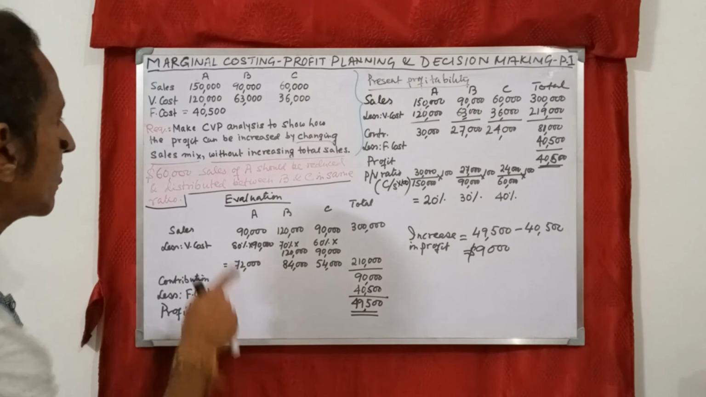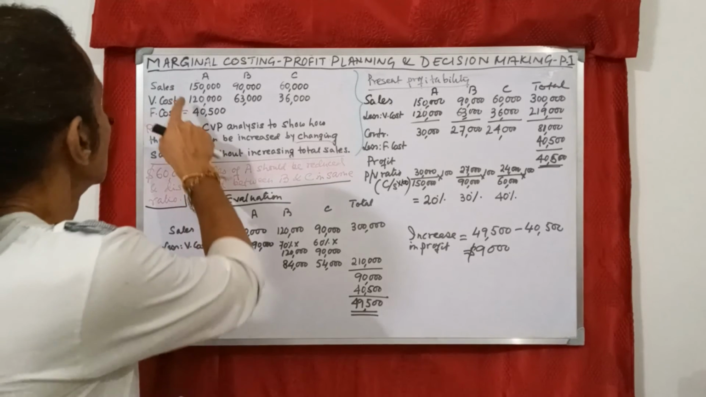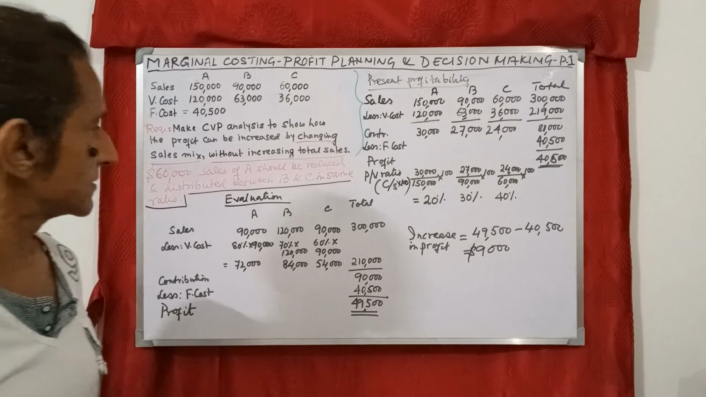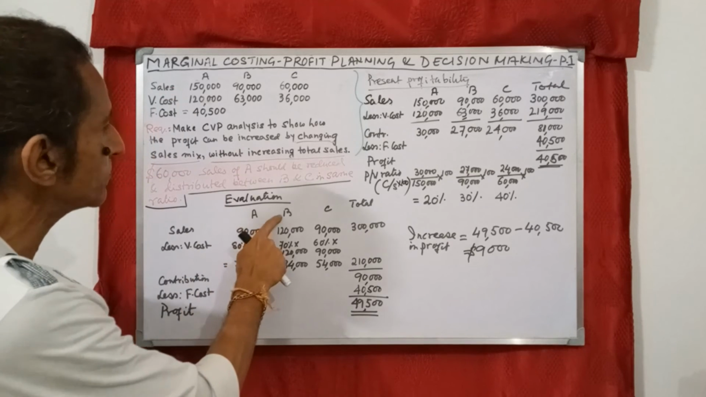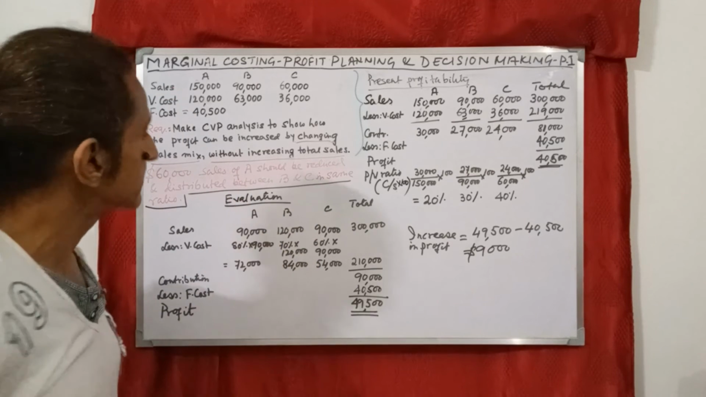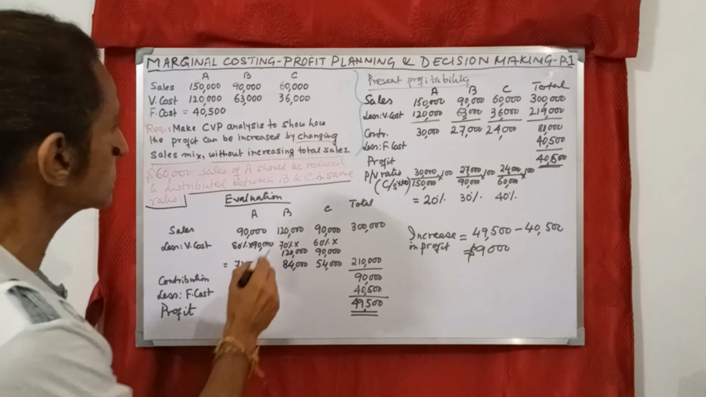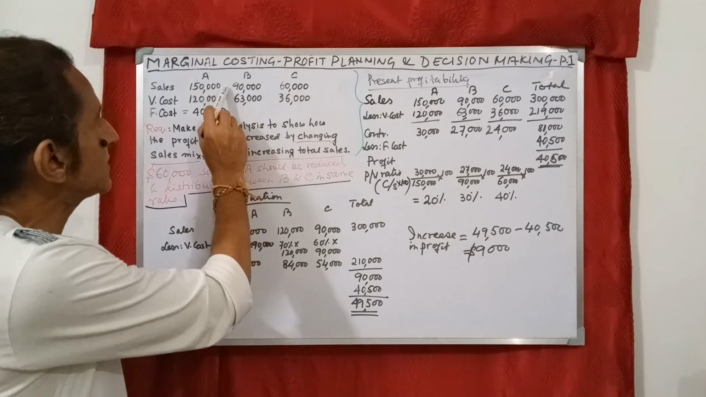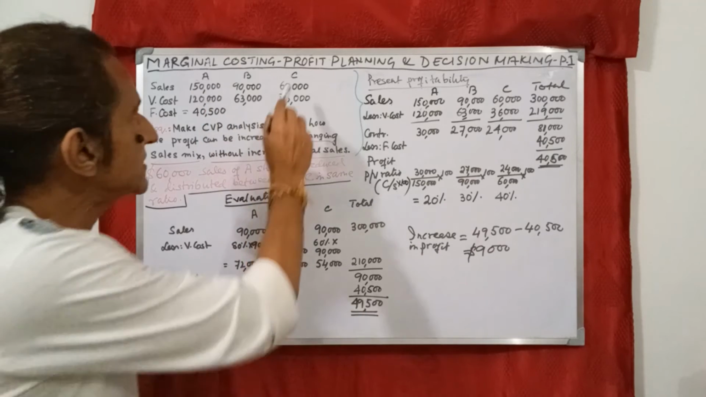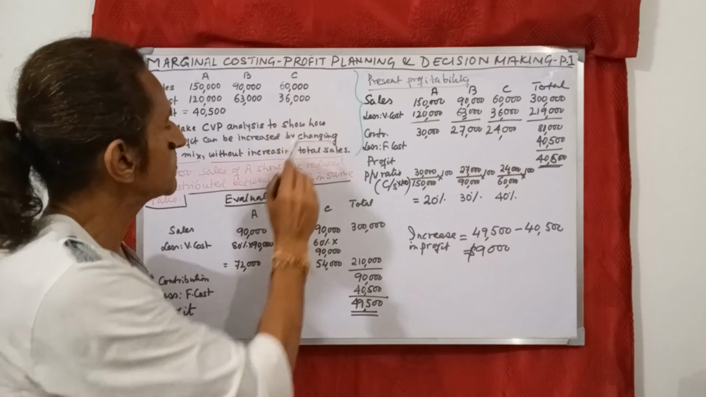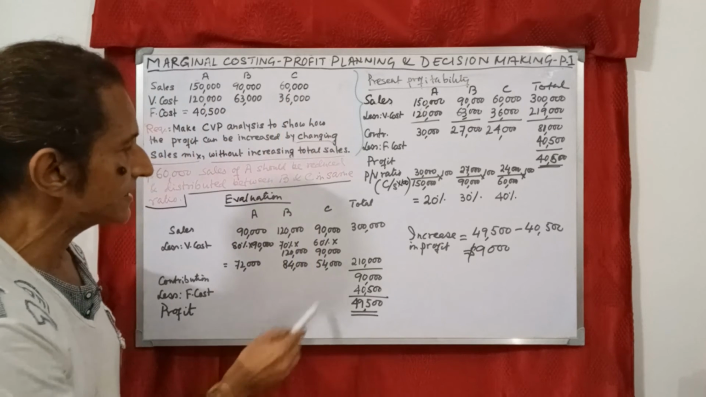So total sales of A becomes 150 minus 60, that is 90,000, and sales of B and C will increase by 30,000 each. So sales of B becomes 90,000 plus 30,000, that is 120,000. And sales of C becomes 60,000 plus 30,000, that is 90,000.